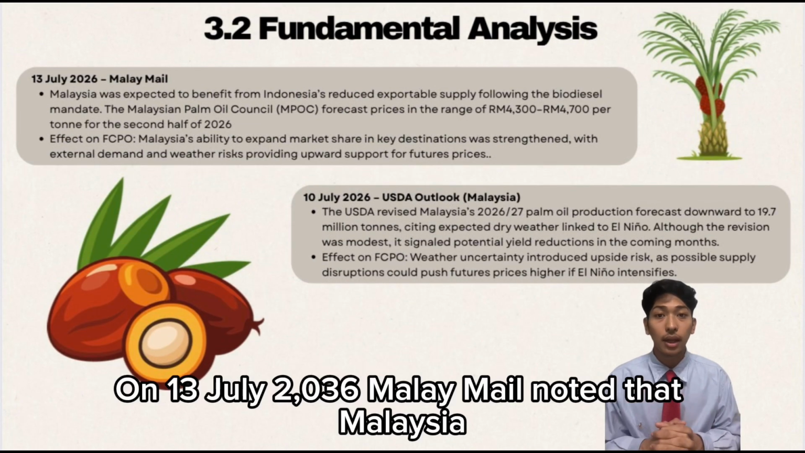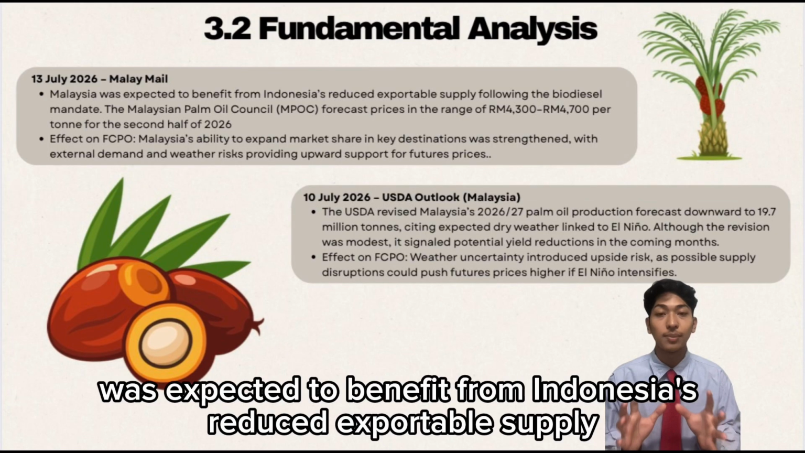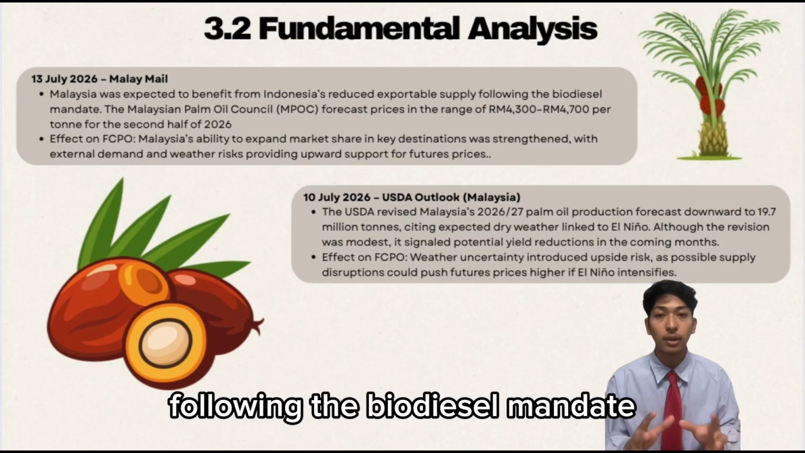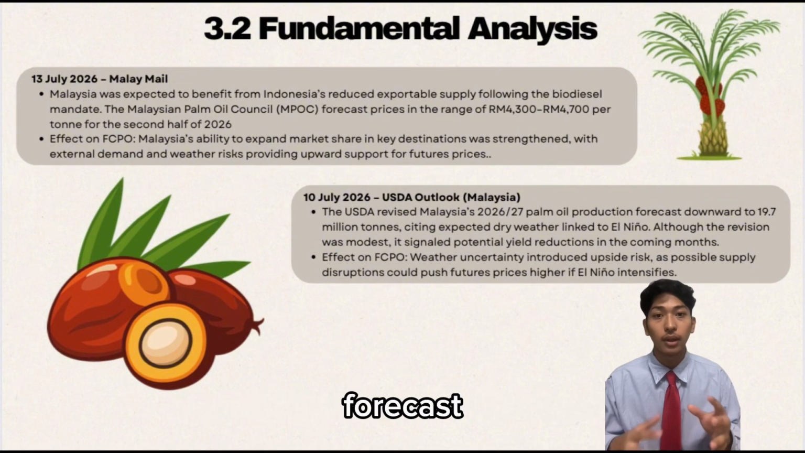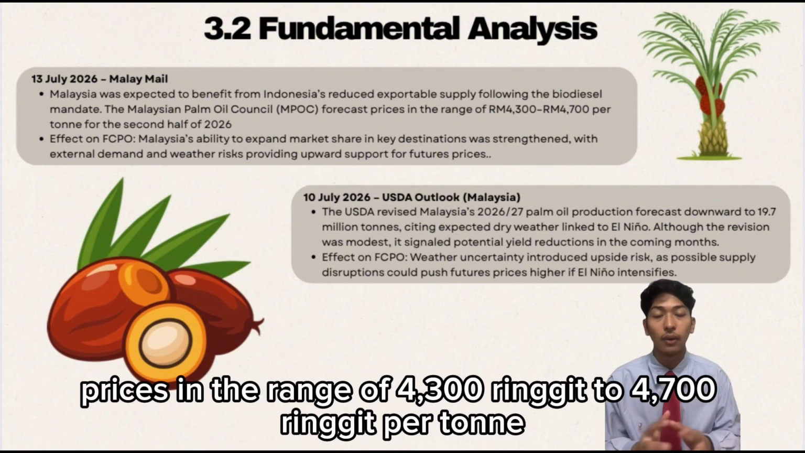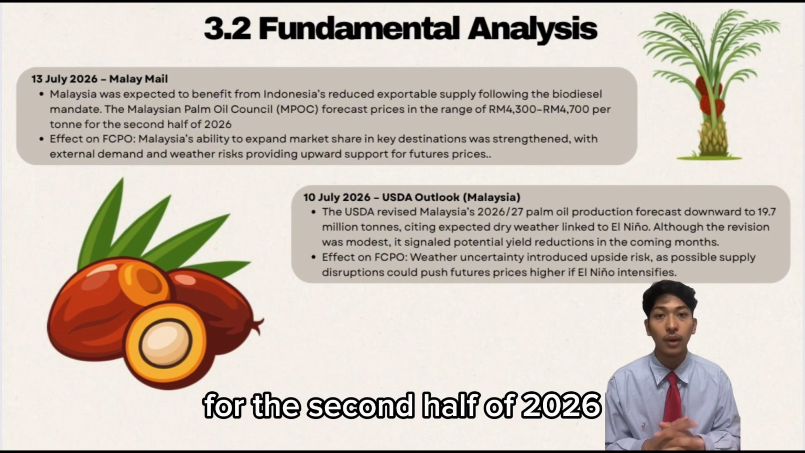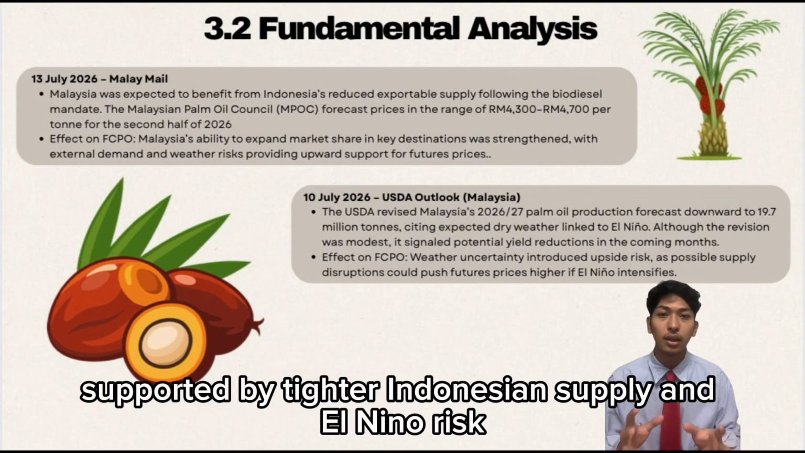On 13 July 2026, Malay Mail noted that Malaysia was expected to benefit from Indonesia's reduced exportable supply following the biodiesel mandate. The Malaysian Palm Oil Council forecast prices in the range of 4,300 ringgit to 4,700 ringgit per ton for the second half of 2026, supported by tighter Indonesian supply and El Nino risk.